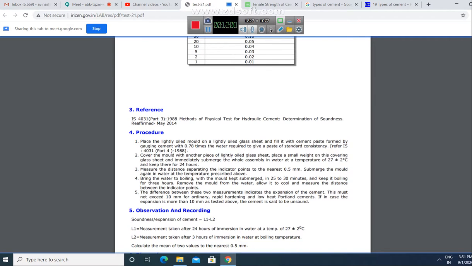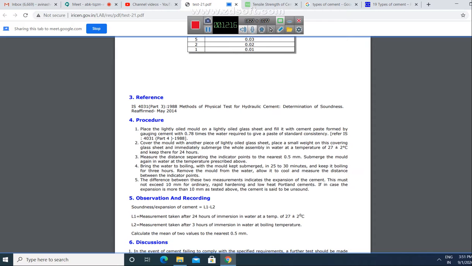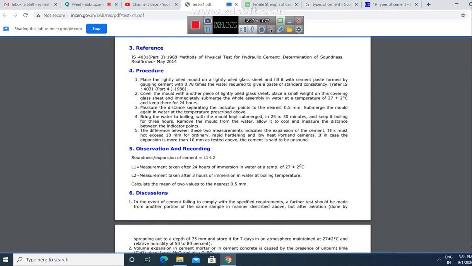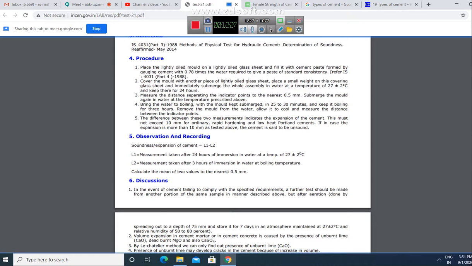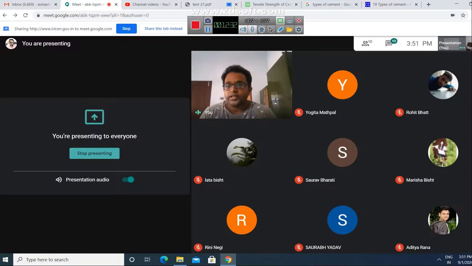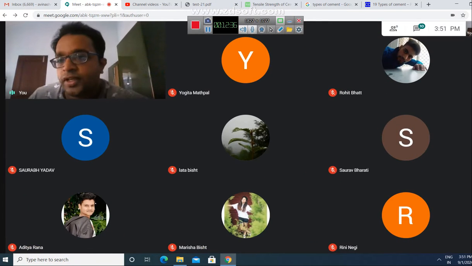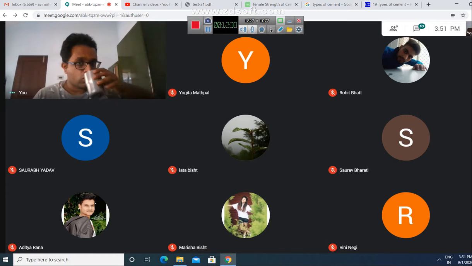Now, soundness or expansion of cement is equal to L1 minus L2. L1 is the measurement taken after 24 hours of immersion in water, and L2 is the measurement taken after 3 hours of immersion in water. The mean will be determined after several trials. This is how you determine the soundness of cement. Did you understand what is meant by soundness of cement?